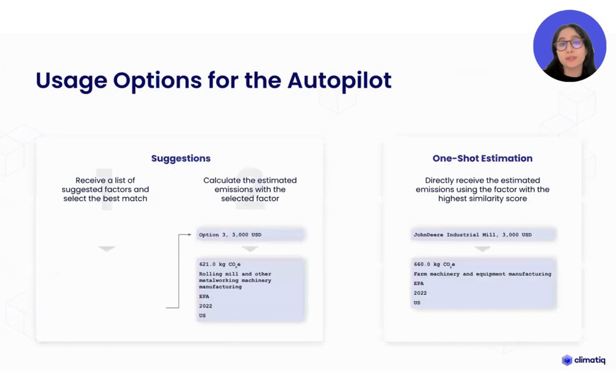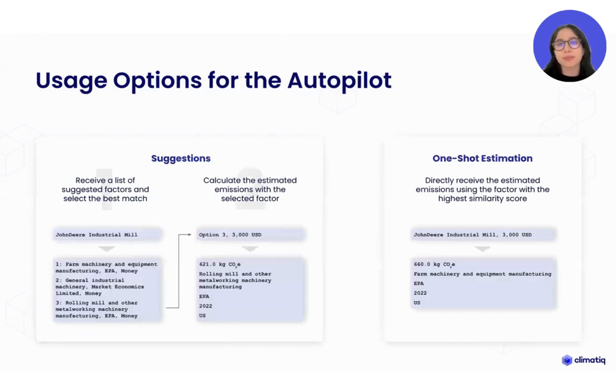Let's look at the Autopilot usage options. We have two categories which are split into Suggest or one-shot estimation for utilizing the Autopilot. Let's look at Suggest first. Based on your input data, for example, industrial mill, the Autopilot Suggest will essentially return a list of suggested factors based off your input data and criteria for the sources. From here, you can select which emission factor is the best suited to your use case. Based off your selection, a calculation will be made with the chosen factor, which will output your carbon insights.